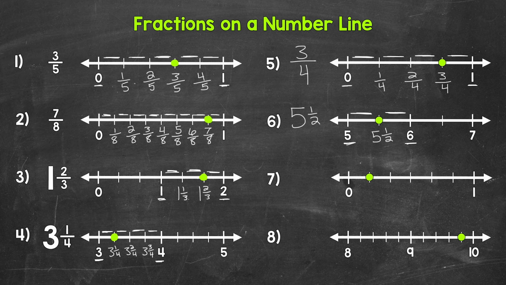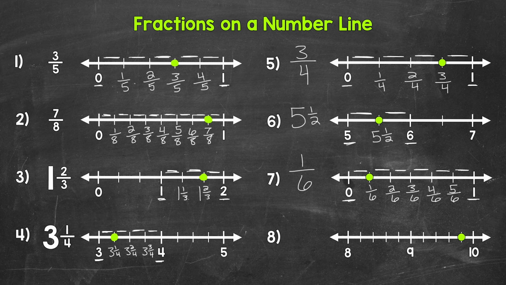Moving on to number 7, we have a fraction in between 0 and 1. So this is going to be a proper fraction. This is less than 1 whole. 1 is divided into 1, 2, 3, 4, 5, 6 equal parts. So we have 1/6, 2/6, 3/6, 4/6, and 5/6. Then 6/6 is 1 whole. So our fraction here is 1/6.